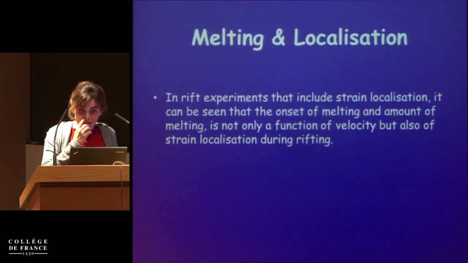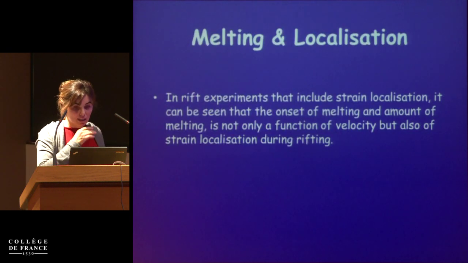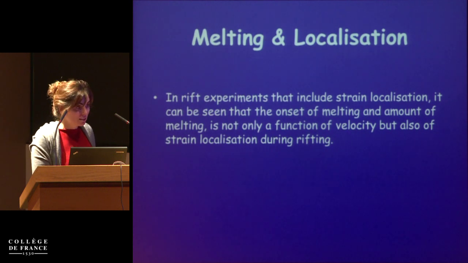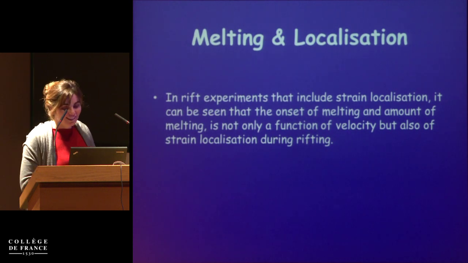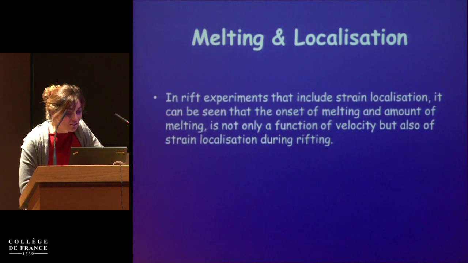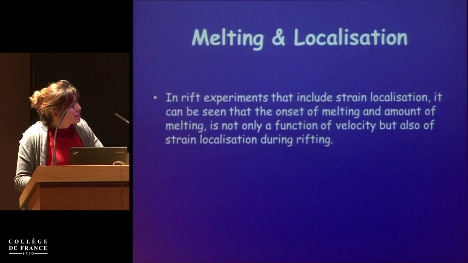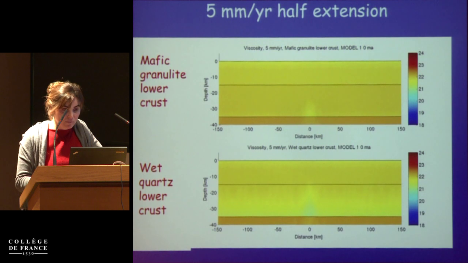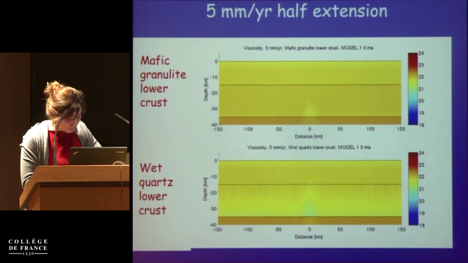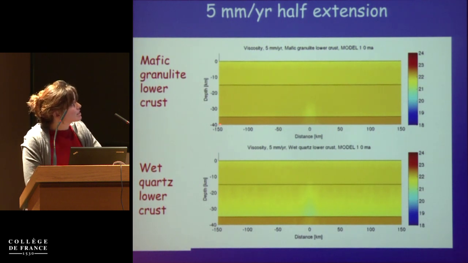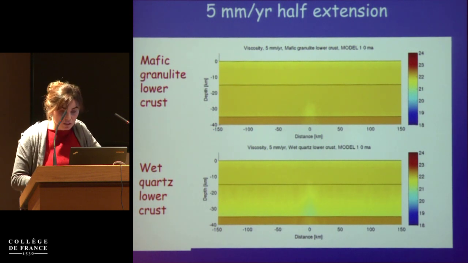If localization is taken into account, the amount of melting is not only a function of velocity, but also a function of the way that strain is localized during rifting. So, for example, here we have two numerical experiments. I'm showing here to a depth of 40 kilometers. This has a strong lower crust rheology. This has a weak lower crust rheology.